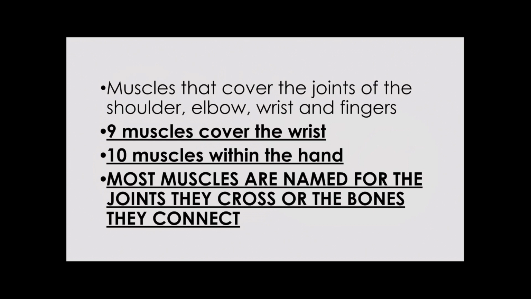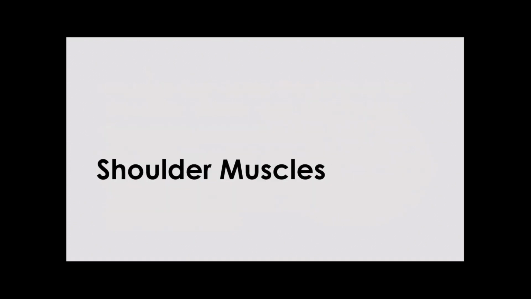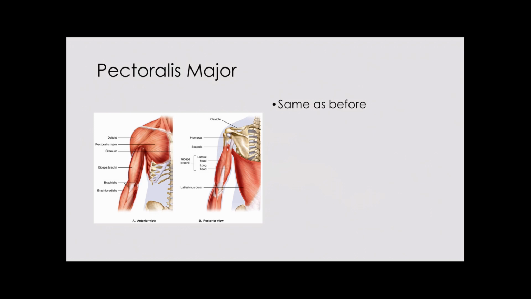All right, let's talk about upper limb muscles. Some things you need to know is that these are the muscles that are going to cover your shoulder, your elbow, your wrist, your fingers. You have 9 muscles actually that are involved with your wrist. You have 10 muscles in your hand. And the way that the muscles are named is because of how they cross the joints or the bones that they actually connect with and help with their motion.